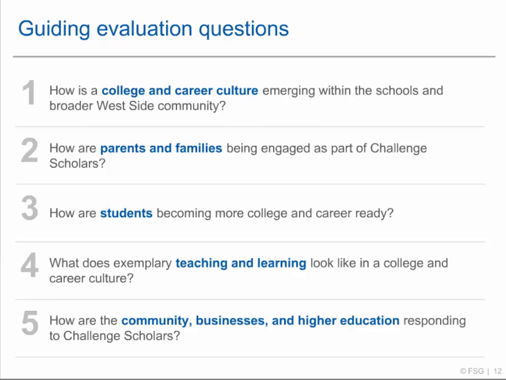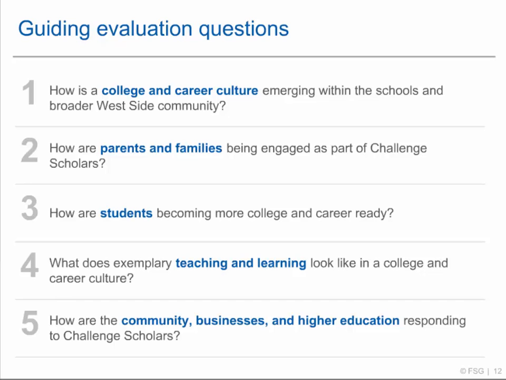Because of the complex nature of Challenge Scholars, its evaluation could have gone in many directions. But leaders from the Community Foundation and the public schools worked together to design the evaluation questions you see here. We determined that these questions were critical to understanding both how the initiative was developing and to informing its success.